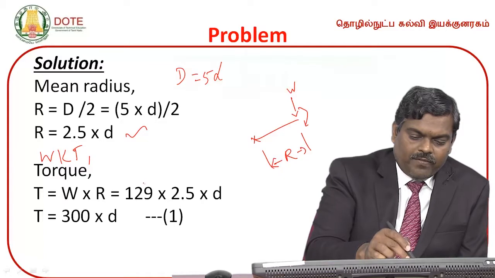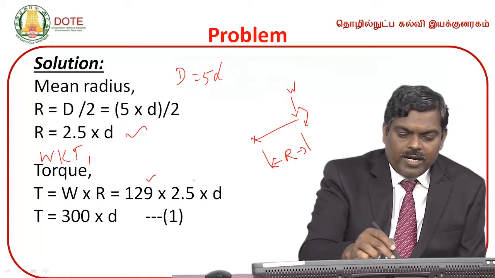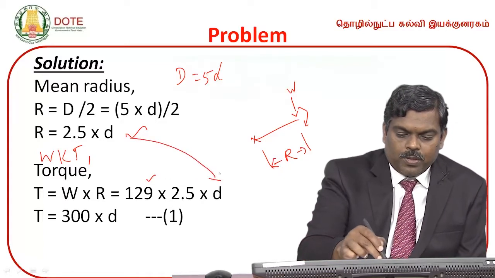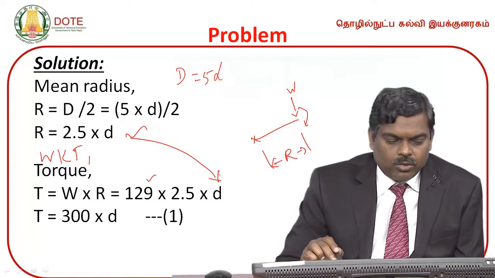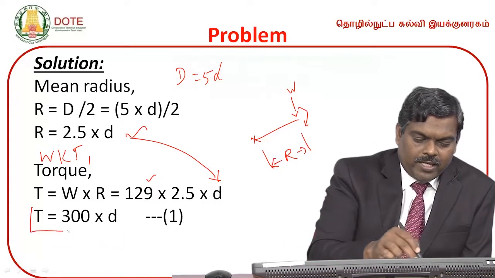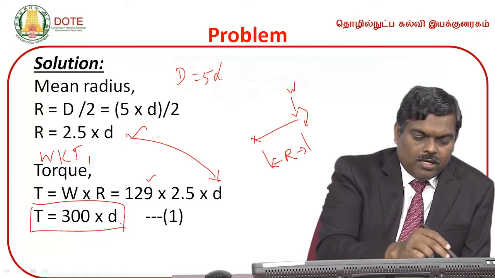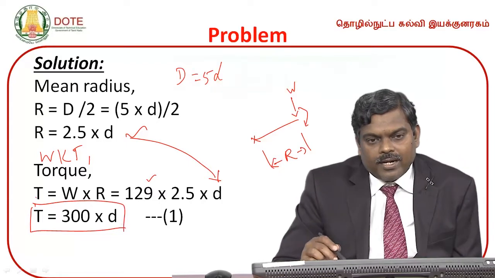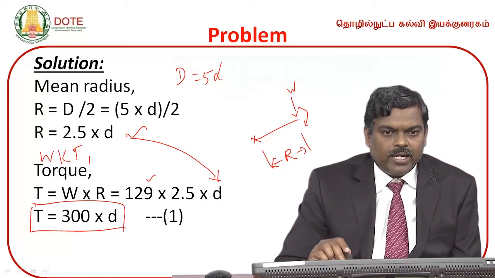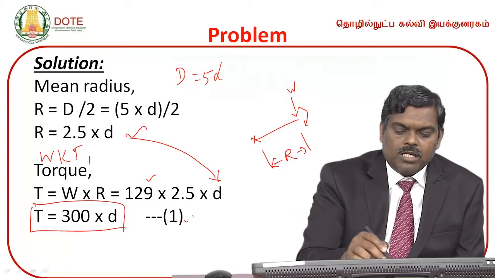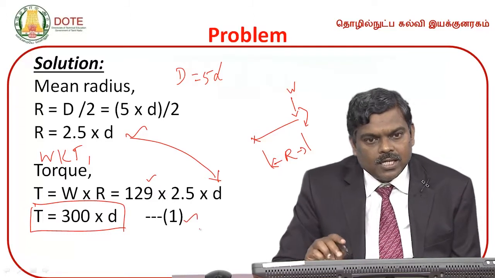So we know the value of W, 120. R ஓட வேல்யூ என்ன நமக்கு? இந்த வேல்யூ அப்படியே இங்கே சப்ஸ்டியூட் பண்ணுறோம். 2.5d. So multiply பண்ணும் பொழுது we get an equation in terms of d. Torque T is equal to 300 into d. Assume this is equation 1.